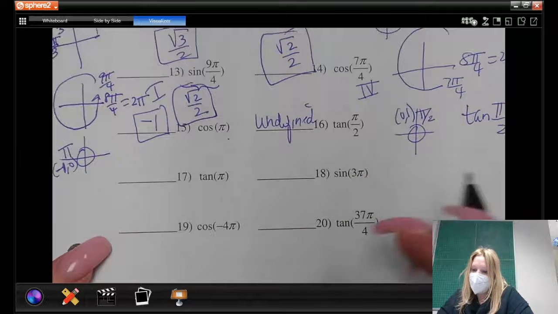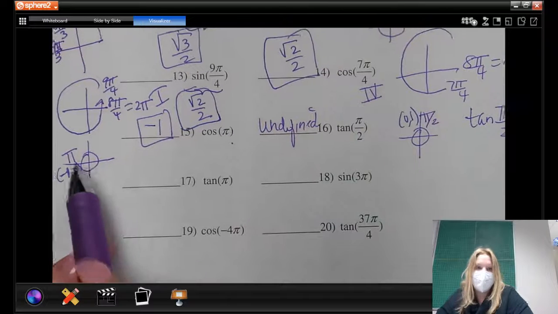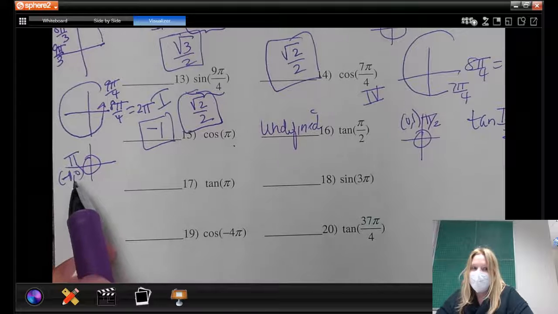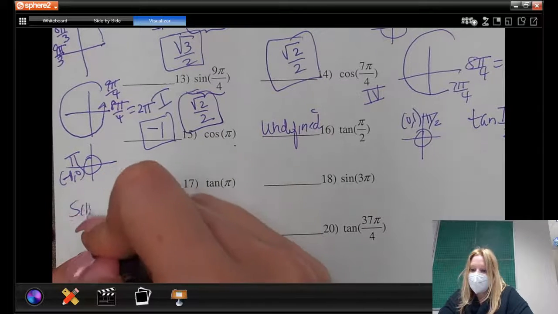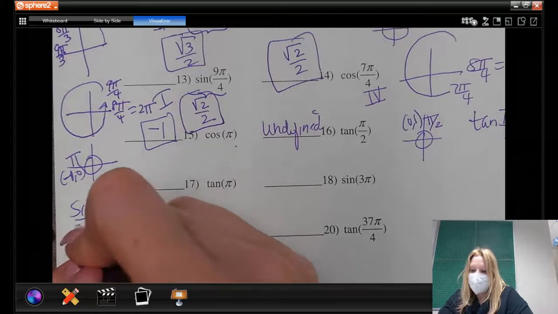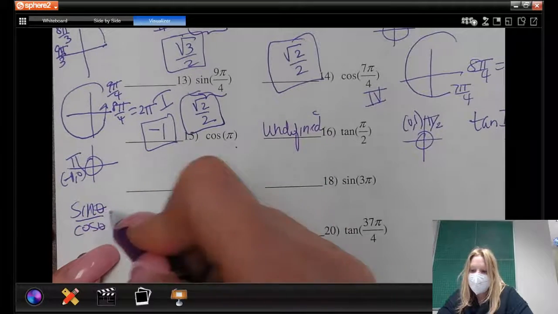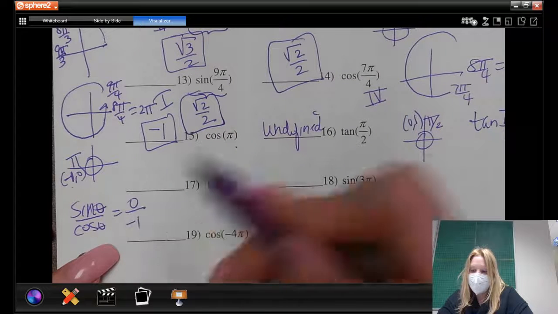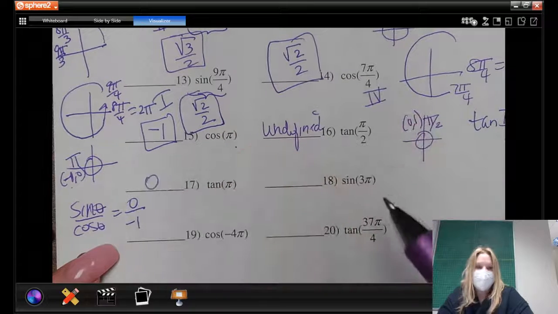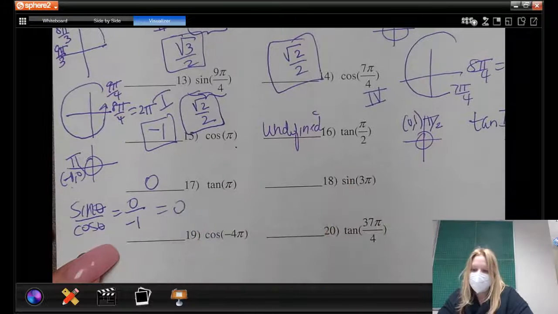Tan of pi, well, we could go right here. We already got pi drawn. Pi is at negative 1, 0. Tan is sine theta over cos theta. So you're going the y over the x. 0 over negative 1 is 0.